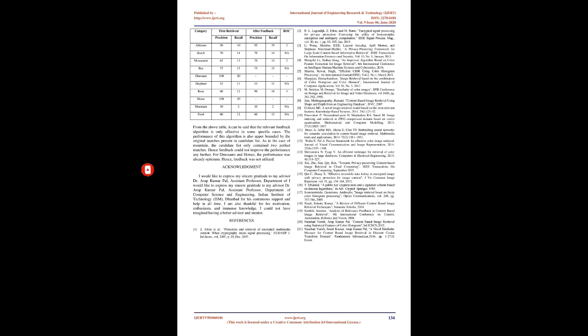Below are the results when only the least ambiguous, 5-bit omission, query is considered. From the above table, it can be said that the relevance feedback algorithm is only effective in some specific cases. The performance of this algorithm is also upper bounded by the original matches present in the candidate list. As in the case of mountain, the candidate list only contained 2 perfect matches. Hence feedback could not improve the performance any further. For dinosaurs and horses, the performance was already optimum. Hence, feedback was not utilized.